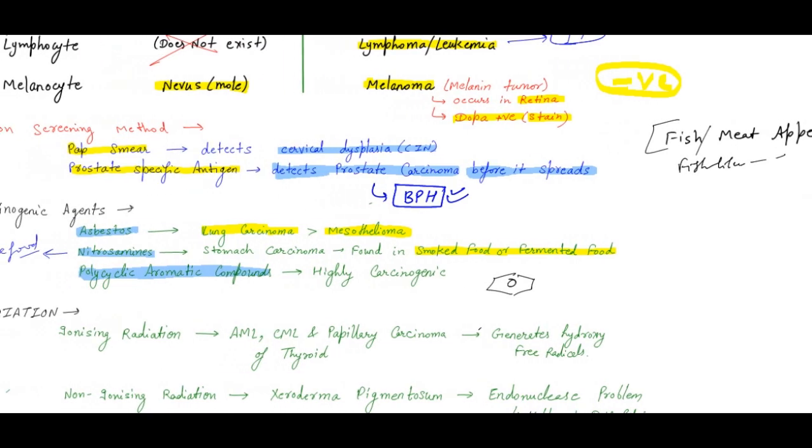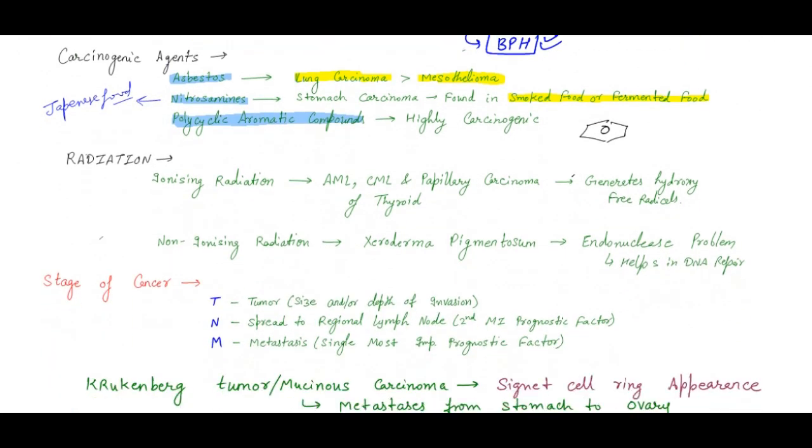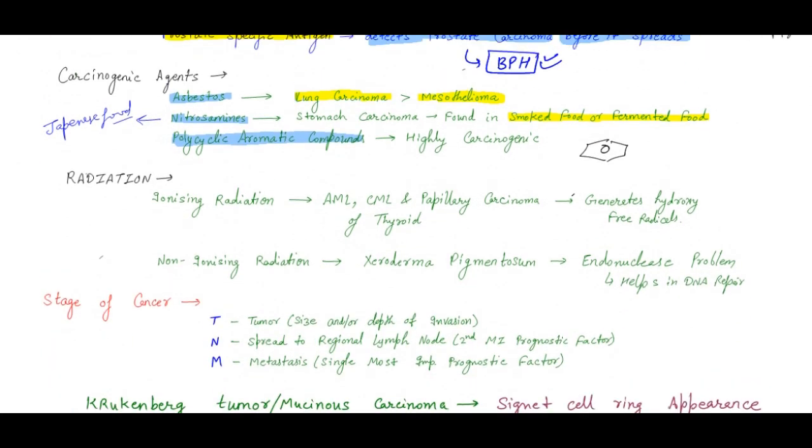The next we have is radiation. Remember, for radiation we have ionizing radiations and non-ionizing radiations. Ionizing radiations, what do they do? They cause acute myeloid leukemia, chronic myeloid leukemia, and papillary carcinoma of the thyroid. What do they generate? They generate hydroxyl free radicals. Non-ionizing radiations cause xeroderma pigmentosum.